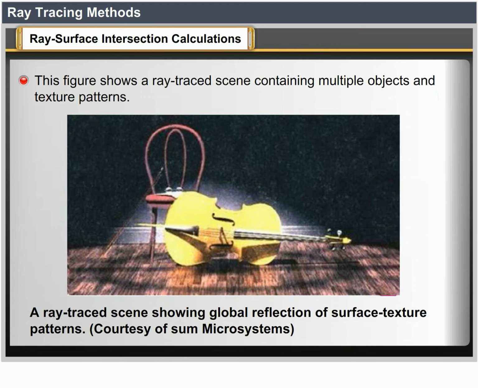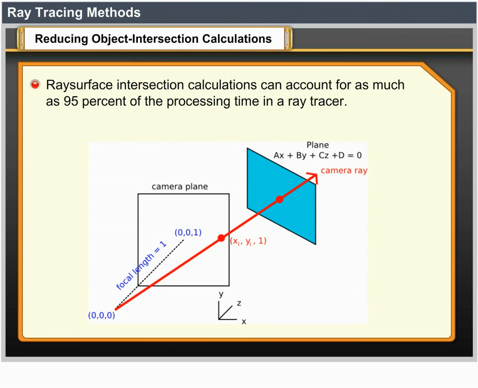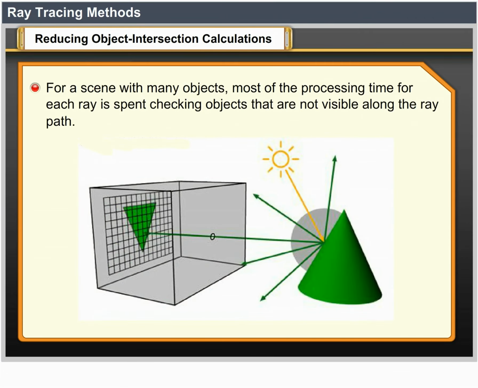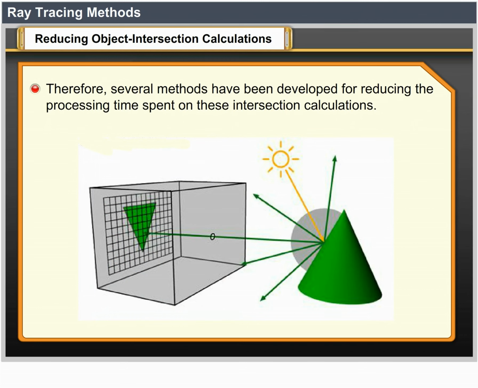Reducing object intersection calculations. Ray-surface intersection calculations can account for as much as 95% of the processing time in a ray tracer. For a scene with many objects, most of the processing time for each ray is spent in checking objects that are not visible along the ray path. Therefore, several methods have been developed for reducing the processing time spent on these intersection calculations.